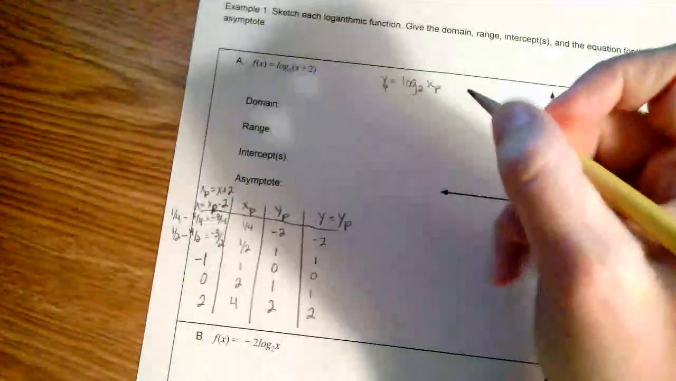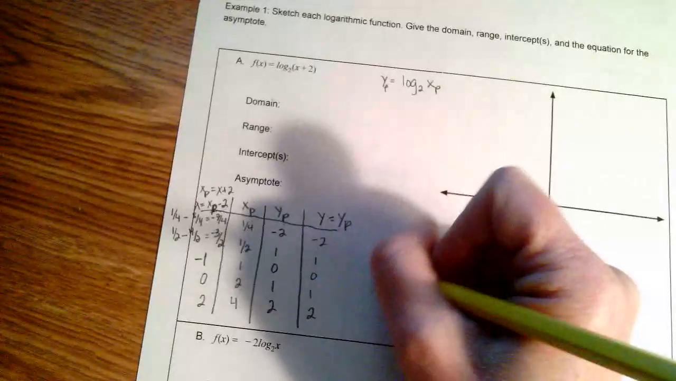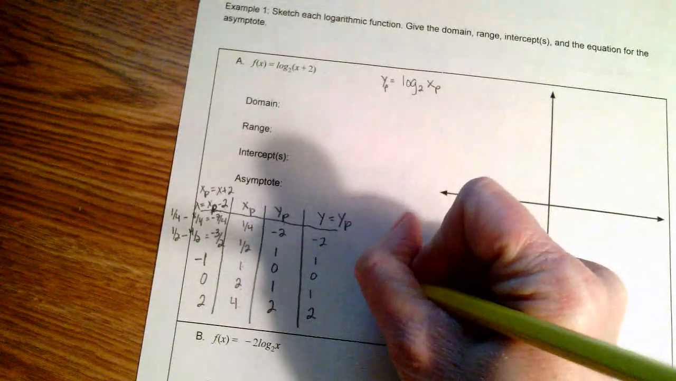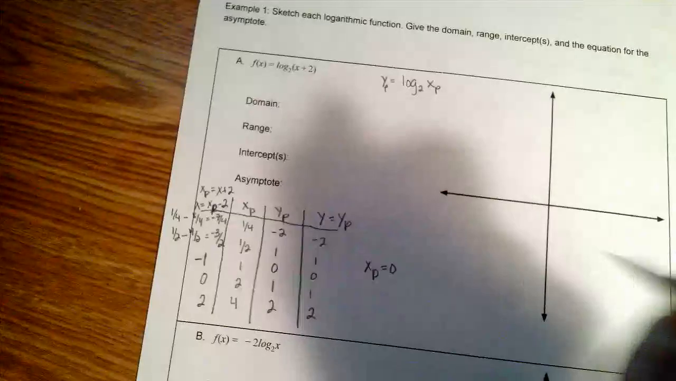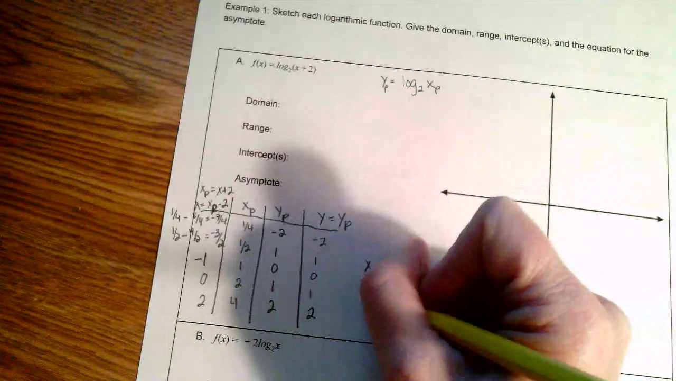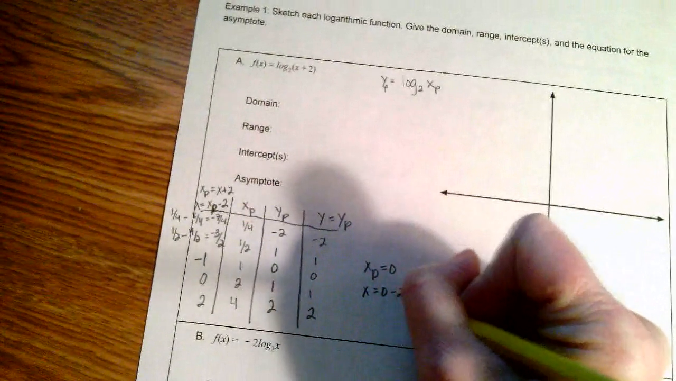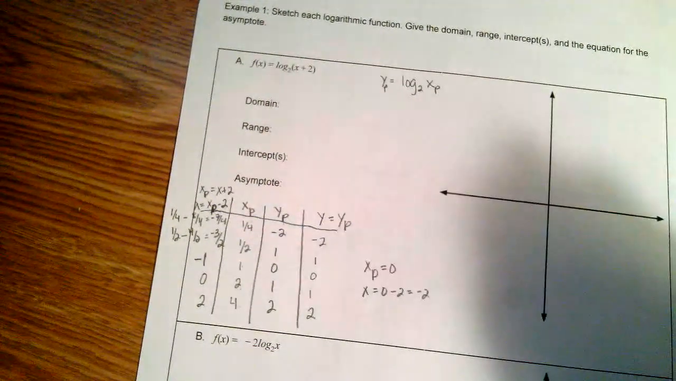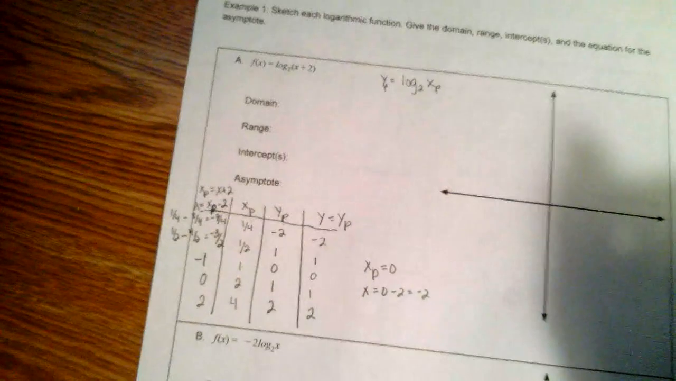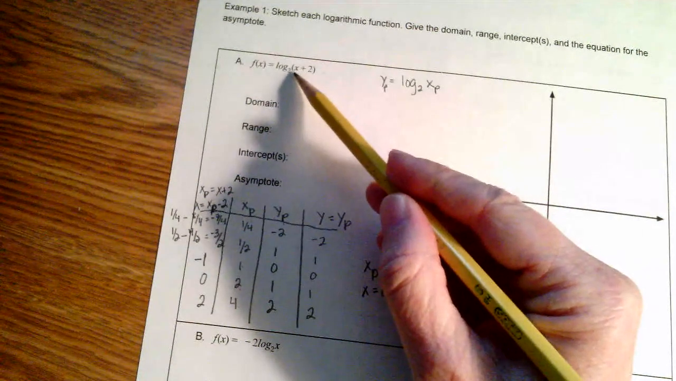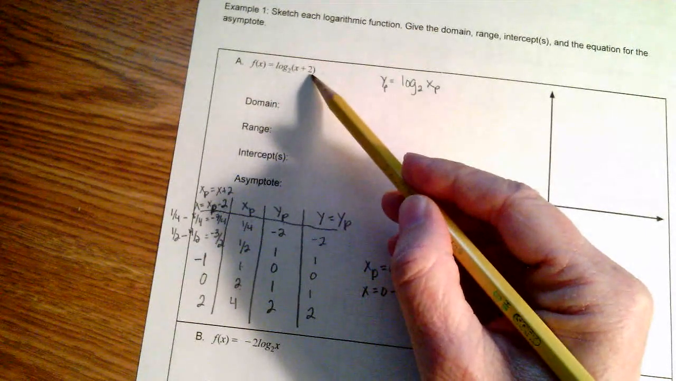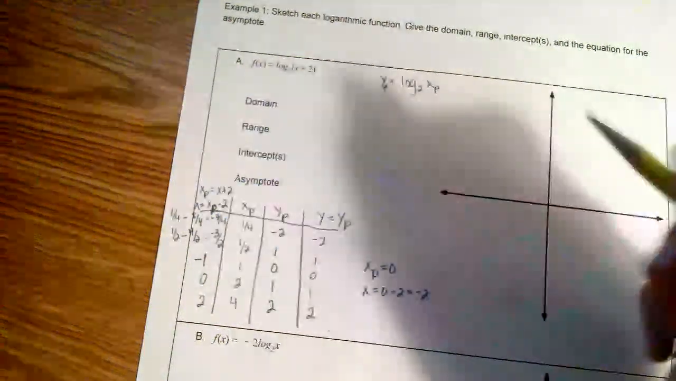I also want to think about my old asymptote, which occurred at xp equals 0. So for my new asymptote, my x is going to be 0 minus 2, which is negative 2. If we think about that, this makes sense. This is a graph that's going to be shifted 2 units to the left.